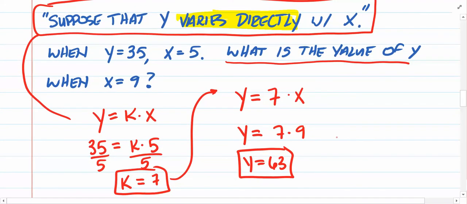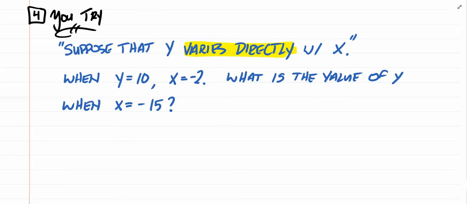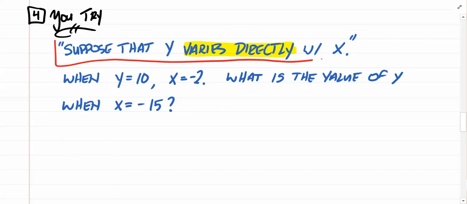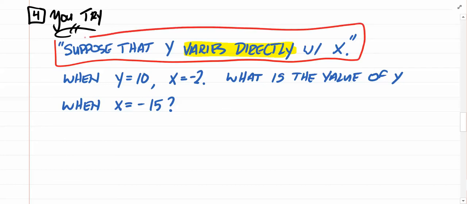So you're going to see problems like this. Okay, here's one for you to try on your own. It says, suppose that y varies directly with x. So here's that statement again. It's a very famous statement. Suppose that y varies directly with x. What can you then write down? It says, when y is 10, x is negative 2. And then what is the value of y when x is negative 15? So look back to box 3, see if you can figure this out.